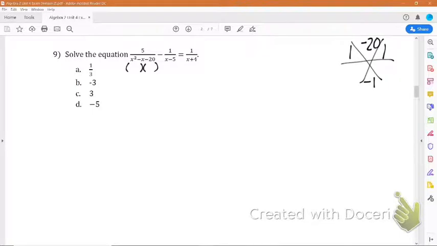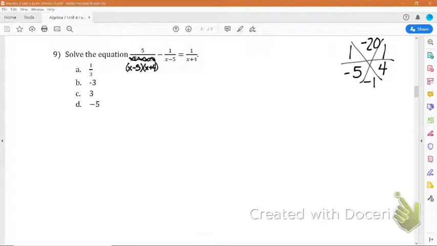Two numbers that multiply to give me negative 20 but add to give me negative 1: negative 5 and positive 4. So now I'm just going to scribble that out. That denominator factored into x minus 5, x plus 4. What do you notice about the other two denominators? They're one of each. X plus 4, x minus 5.